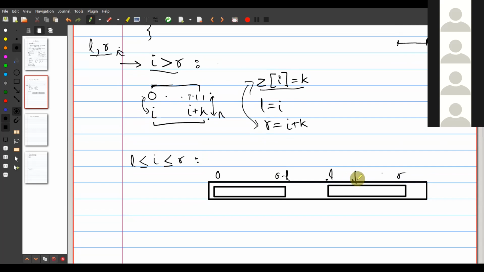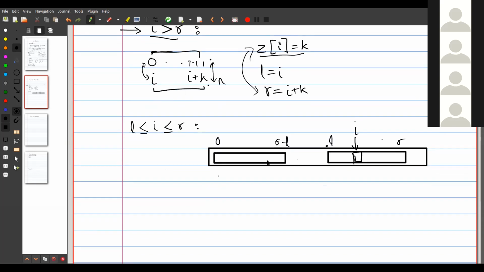So now I know that L to R is same as 0 to R minus L. And I want to find at point I what the value of Z of I is. Since I'm coming in a linear manner, I have calculated Z of j for everything less than I. Now note that since this string L to R and 0 to R minus L is the same, I have a point here which is I minus L.